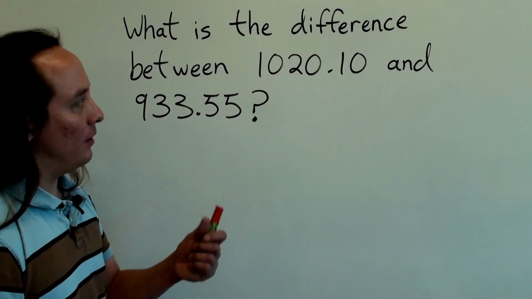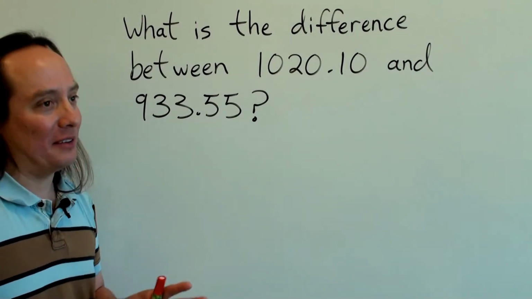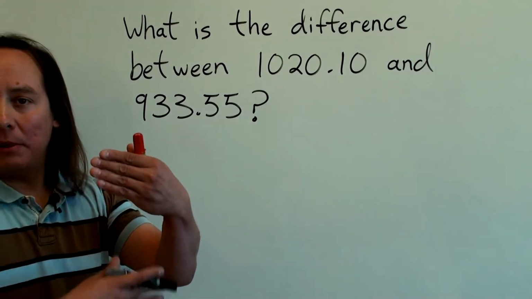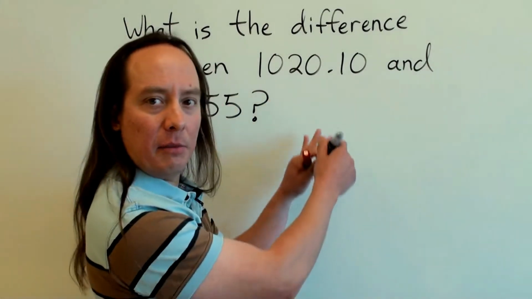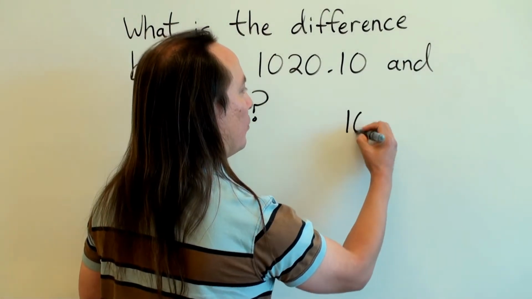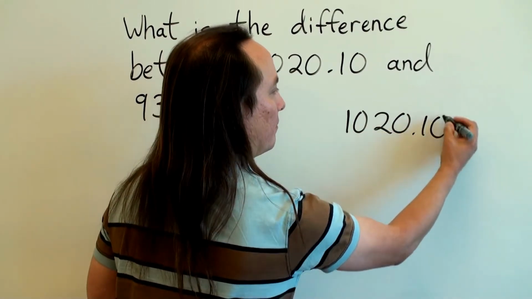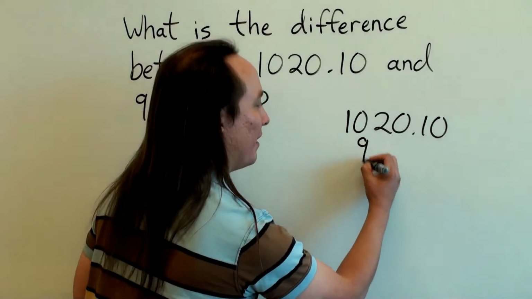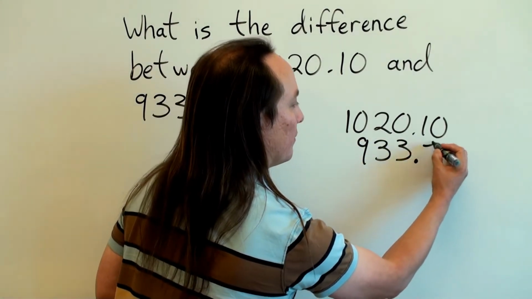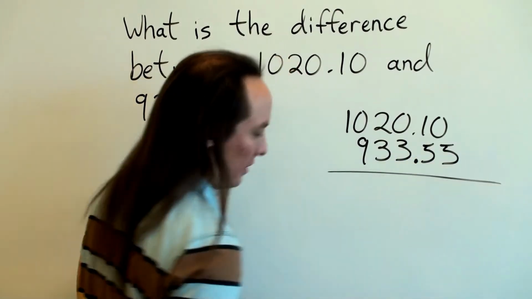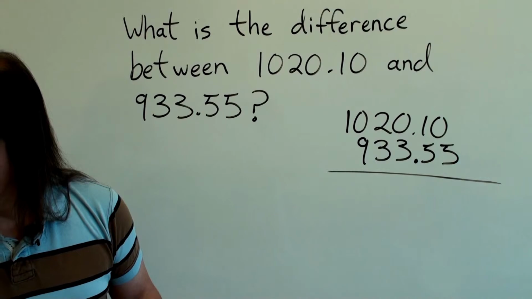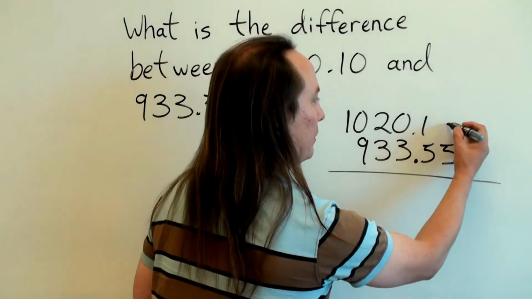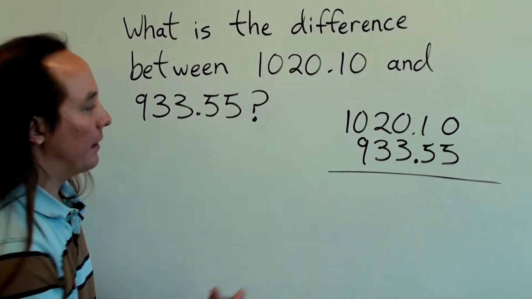All right. So we know that in this kind of subtraction, we put the larger amount first on top, and then we put the smaller amount underneath, right? So I'll go ahead and put 1020. Do I have space right here? I think I do. So we'll say 1020, 10. Good. It's a little crooked, but anyway. 933.55. I'm going to scoot that 0 over just a little bit more to the right. Okay, and it's a subtraction.